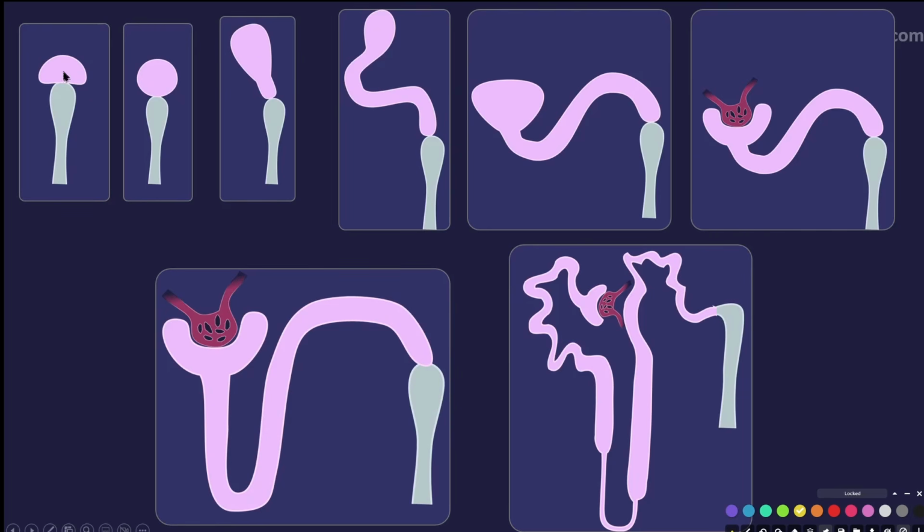Here again you can see the metanephric blastemal cap forming the vesicle, which forms a pear-shaped or comma-shaped structure, which forms the S-shaped primitive tubule. It is then rotated, and the tuft of capillaries invaginates into it to form the Bowman's capsule, and it will further lengthen and ultimately form the adult nephron.